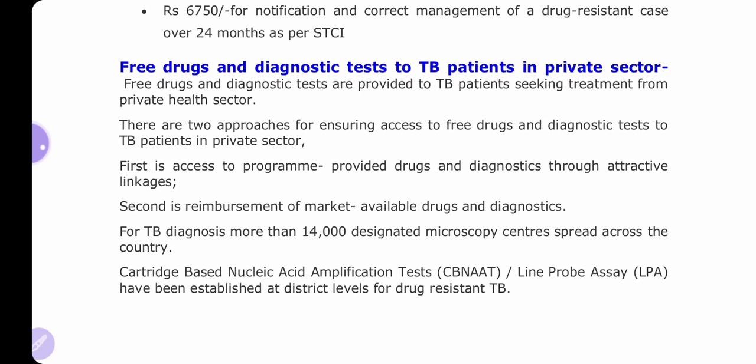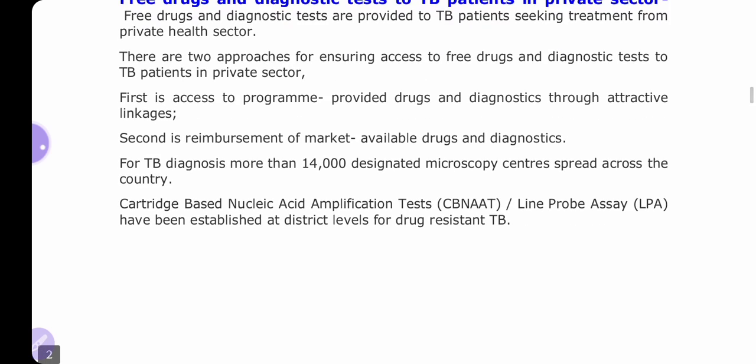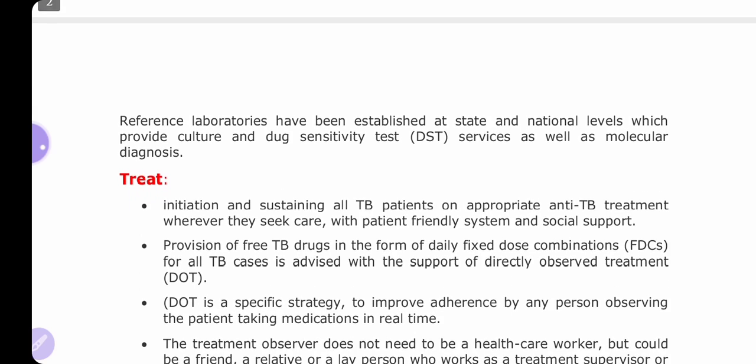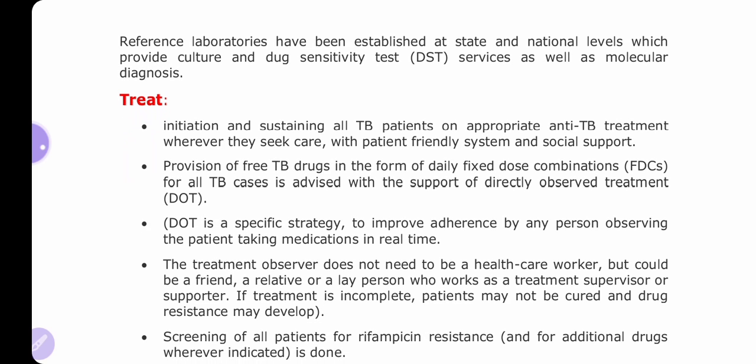For TB diagnosis, there are more than 14,000 designated microscopy centers spread across the country. So the government has launched 14,000 such microscopy centers for diagnosis, and cartridge-based nucleic acid amplification test and line probe assay have been established at district level for drug resistant TB. So for drug resistant TB, CBNAAT and LPA tests are performed at the district levels. So the government has provided very good services in the form of treatment and also in the form of diagnosis.